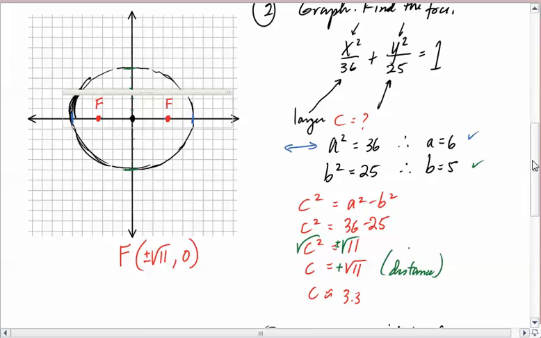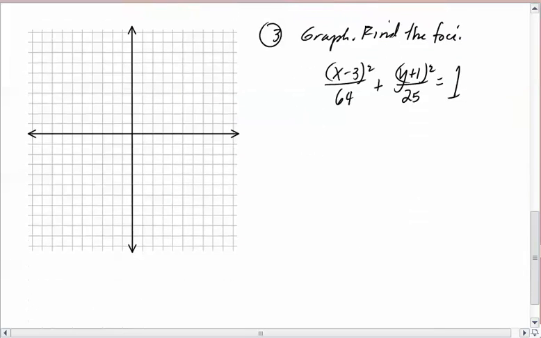We're going to take a look at one more example. And we're going to graph this one. Now this one actually has a center that is off the origin. So here's this one. Let's take a look at this.